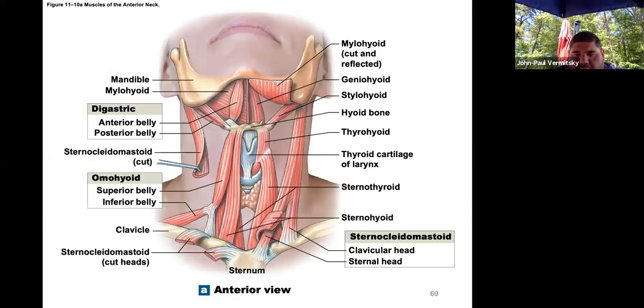Again, just collectively know them as the hyoids. The one I did want to point out, though, was the sternocleidomastoid here, which is here and here, and that's this muscle here. Again, if this muscle contracts, it's going to pull the head down one way or pull the head down the other way. If they both contract, it's like you're looking down.